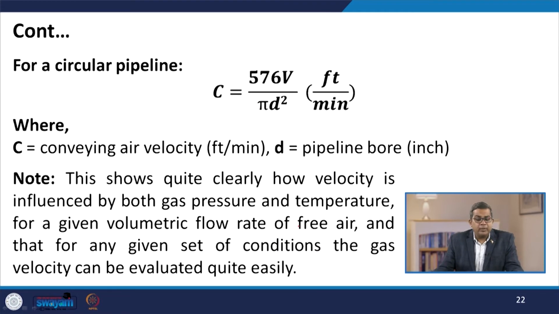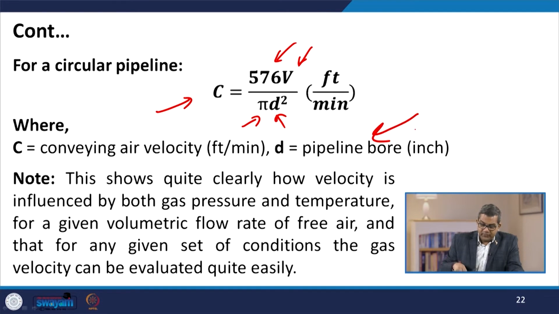Now, if we talk about the circular pipeline, the mathematical representation of the conveying air velocity, here represented in feet per minute, can be represented as 576 V upon pi d square feet per minute. Now, d is the pipeline bore represented in inch.